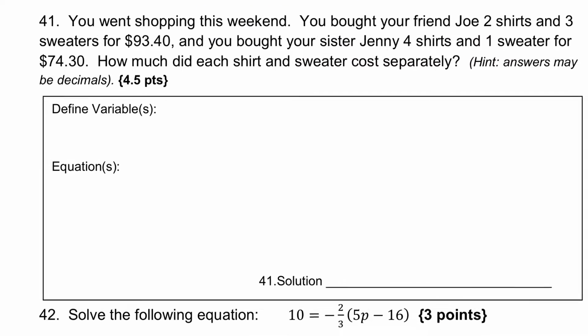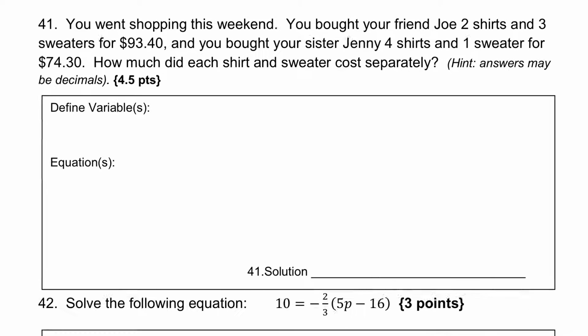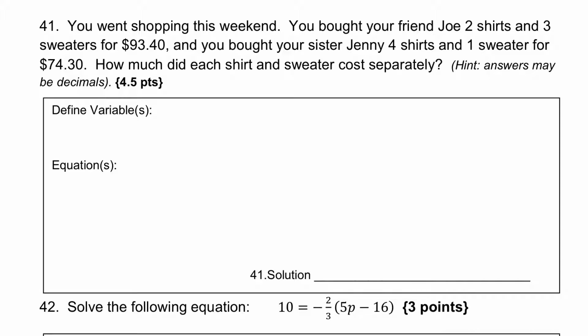All right, next problem, 41. You went shopping this weekend. You bought your friend Joe 2 shirts and 3 sweaters for $93.40, and you bought your sister Jenny 4 shirts and 1 sweater for $74.30. How much did each shirt and sweater cost separately? So we don't know how much the shirt and sweater cost. Personally, I'm just going to make x the cost of 1 shirt, and I'm going to make y the cost of 1 sweater.